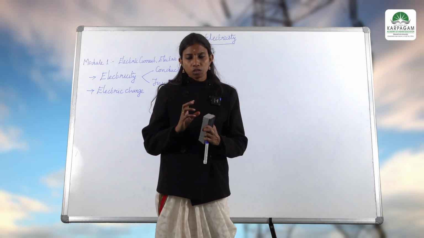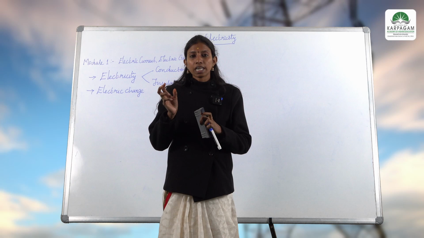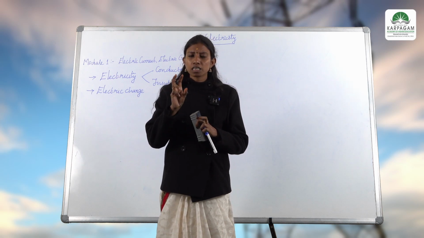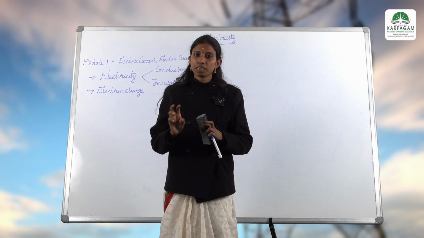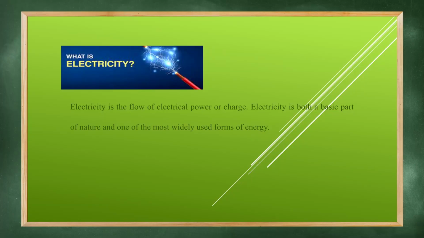So we need to think about what constitutes this electricity, how an electric current flows in an electric circuit, and what the factors are that control and regulate the current in an electric circuit. These are the things we need to know mainly. So the first thing is electricity. Electricity is nothing but the flow of electrons in a circuit.